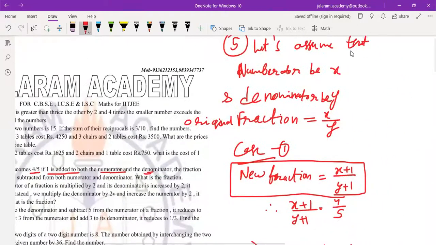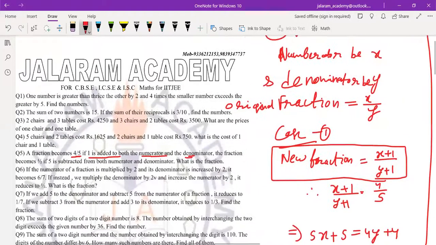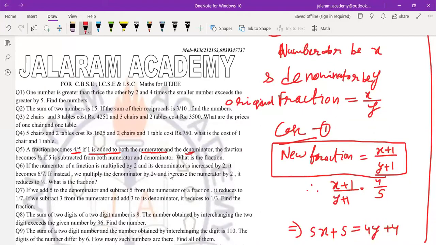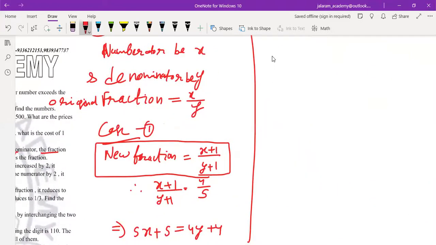So now similarly we will form the second equation using the second condition given in the question. Again it is given that the fraction becomes 1 by 2 if 5 is subtracted from both numerator and denominator. So case 2: what will be the new fraction? Don't carry over case 1 when you are doing case 2. It is not related to case 1 at all. It is related to the original fraction only.